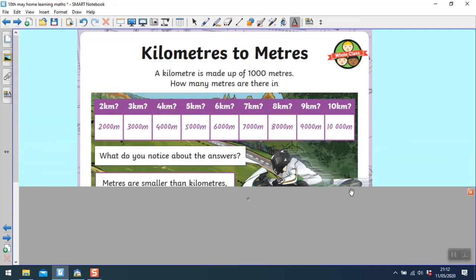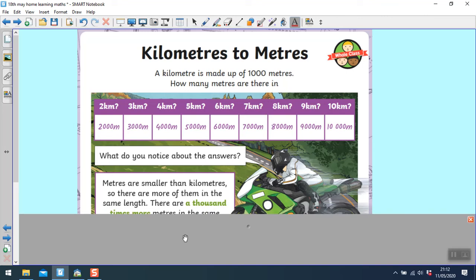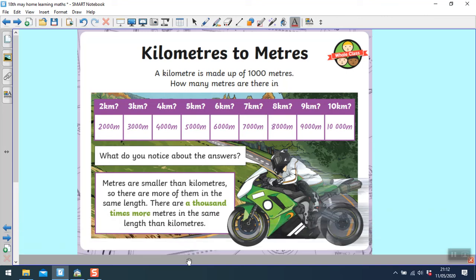What do you notice about the answers? So 2 kilometres, 2,000 metres. Your metres number is how many times bigger than your kilometres number? It's 1,000 times bigger. Metres are smaller than kilometres, so there are more of them in the same length. There are 1,000 times more metres in the same length than kilometres.